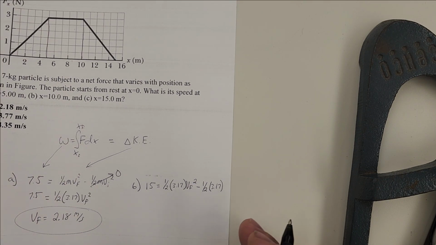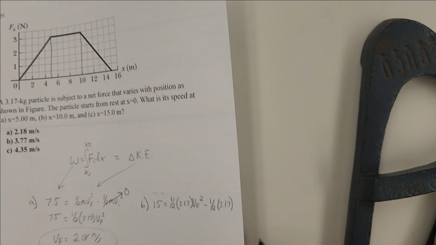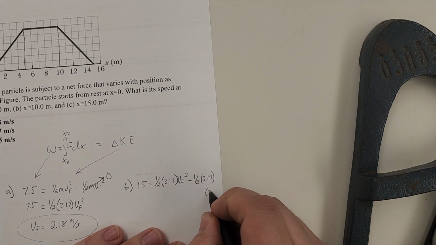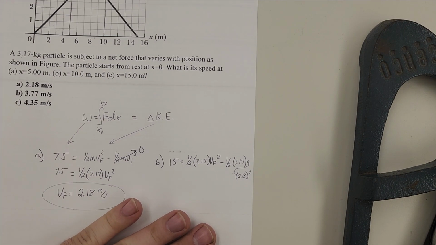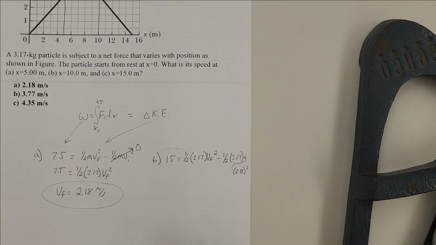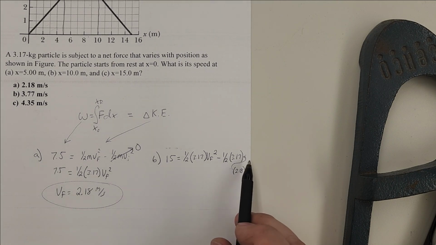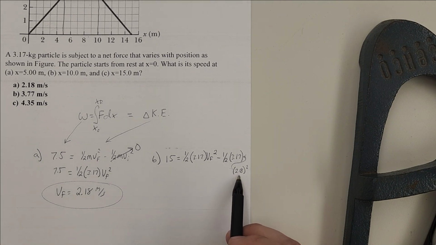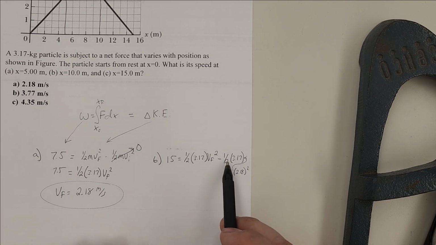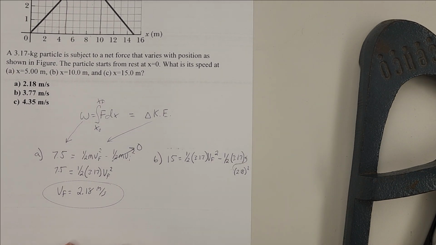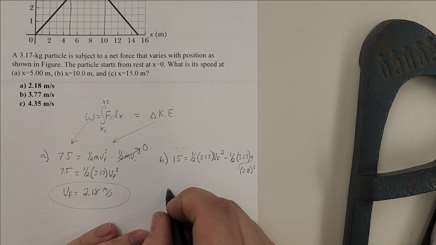I'm running out of paper over here. Vi squared is going to be 2.18 squared. That gets tagged onto the back of that. So this is just a number here; we'll go ahead and figure that out. We'll have 0.5 times 3.17 times 2.18 squared, and it gives us a value of 7.53.